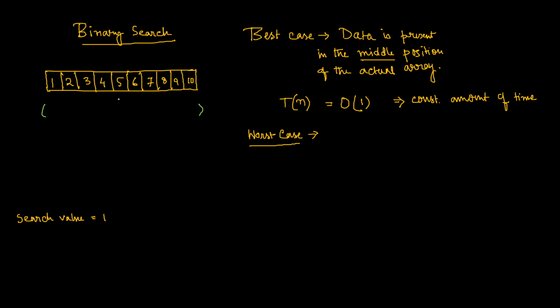So what will happen? Next time your entire search space will be decreased by half, and then again you will find some middle and check it, and your entire search space will again be half of the half. In this way you are actually minimizing your search space by n by 2, where n is the total number of data in the previous search space.